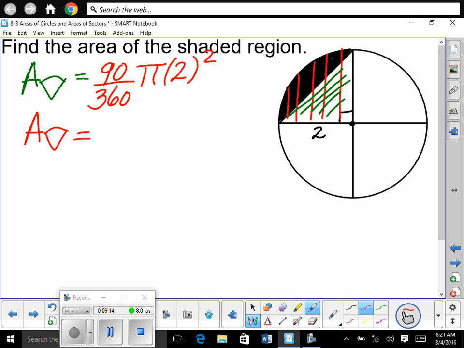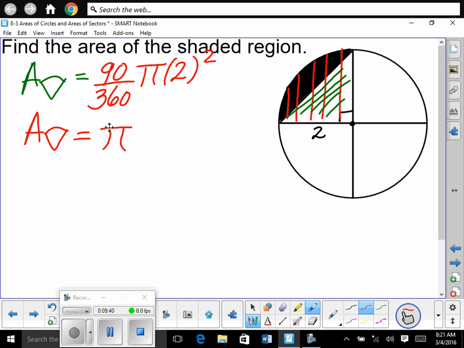I don't have my calculator, so tell me. Sorry, I have to speak really clearly. You got 1? Yeah. 90 divided by 360 times 2 squared. Okay, so you got 1. So that would be just 1 times pi, right? Okay, awesome. Now let's find the area of our triangle.